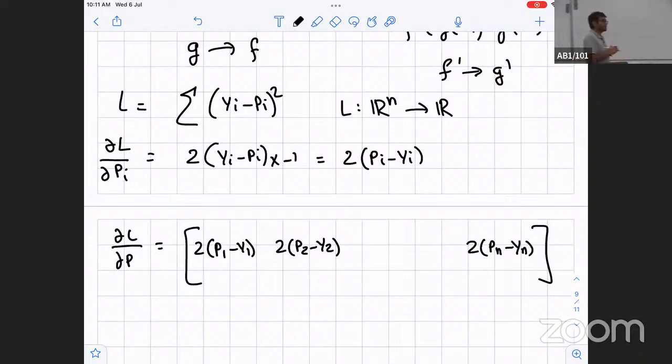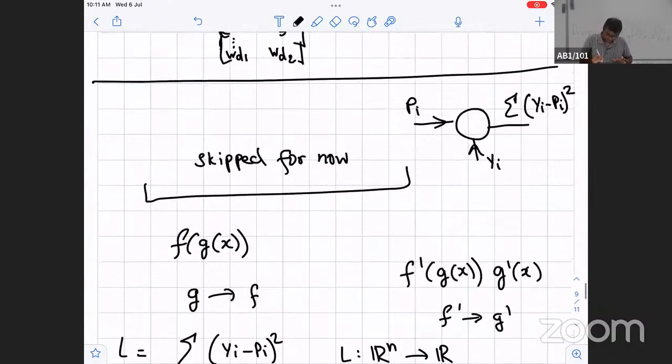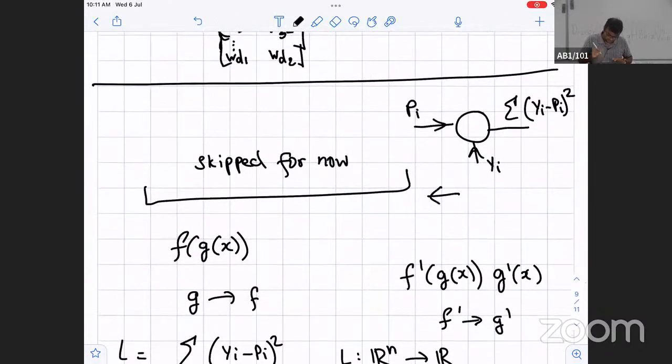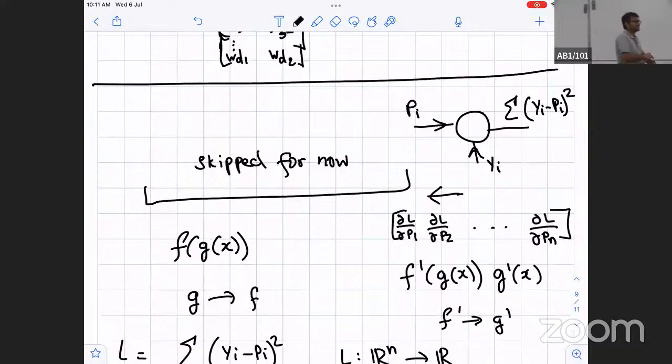Does everybody understand this? Why is it this vector? Because again, the whole discussion on how to take gradients. Okay, so this is the gradient that is passed back. The gradient that is passed back is a vector dl by dp1, dl by dp2, ..., dl by dpn. So this is what is passed back to the next layer.